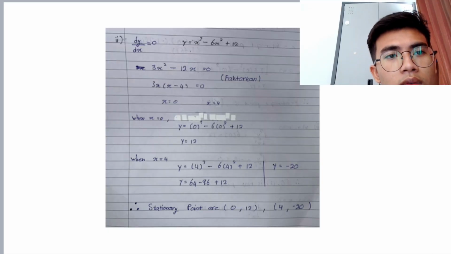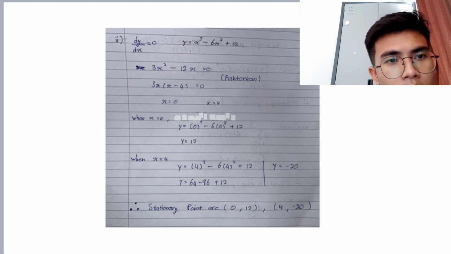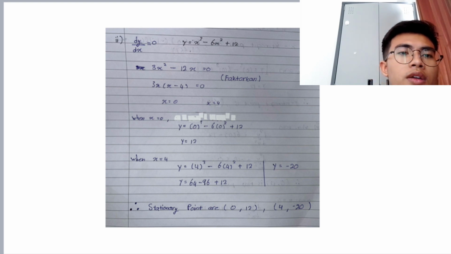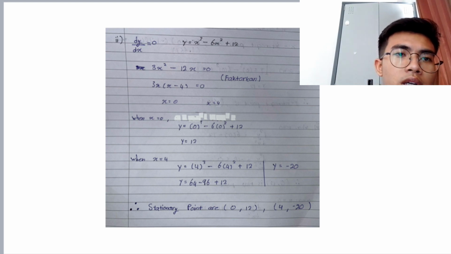For question 2, find the coordinate of any stationary point on the curve. At a stationary point, dy over dx equals 0. What we have to do in this question is find 4 values: x1 and x2, y1 and y2. What we need to do first is take the answer from question D1, which is 3x squared minus 12x, and make it equal to 0.